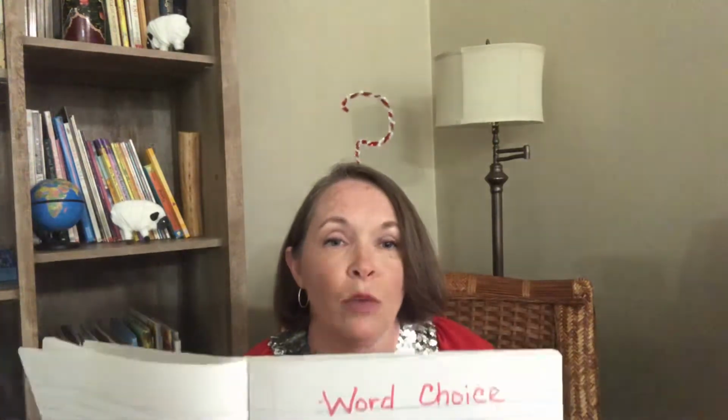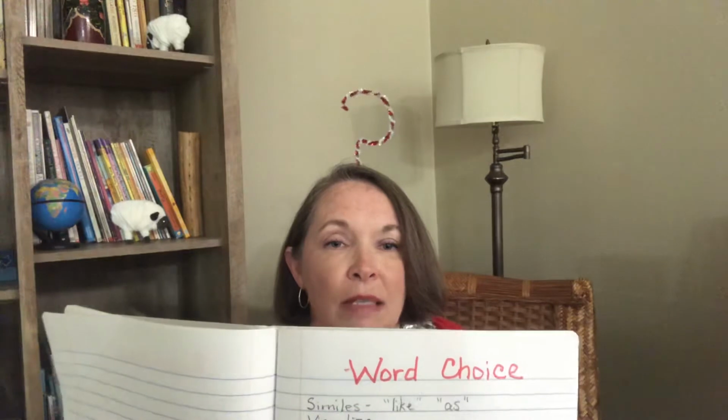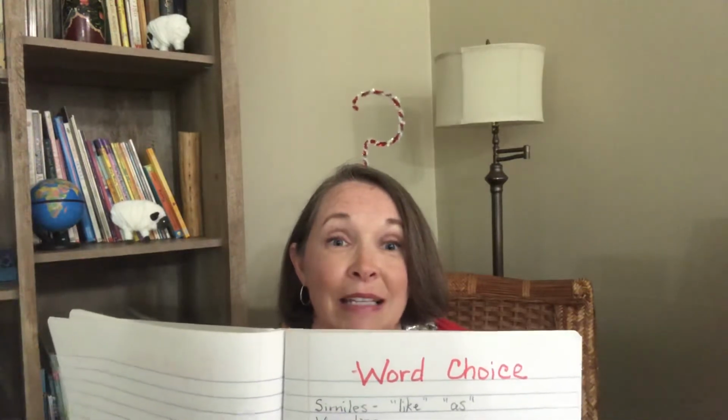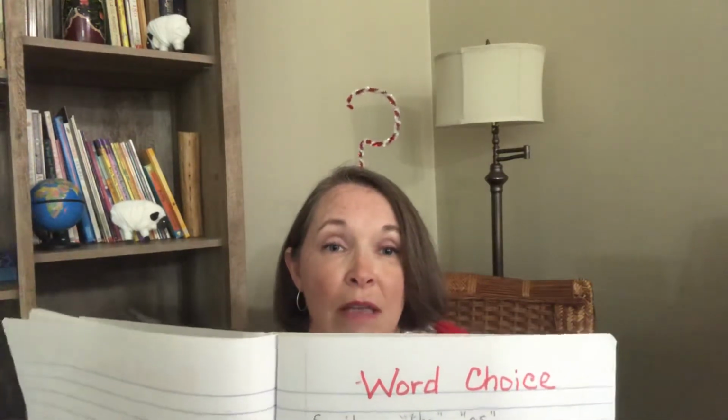As and like are similes. So I'm going to write down the word similes. That might be hard to spell, but you can get some help. And that's when you use the word like or as to compare something, and you want to describe things sometimes with similes. Yes, you see that.